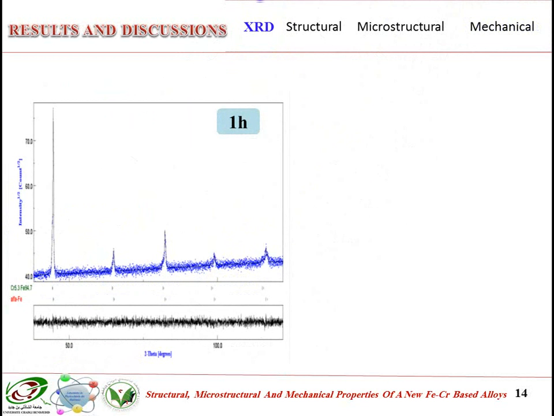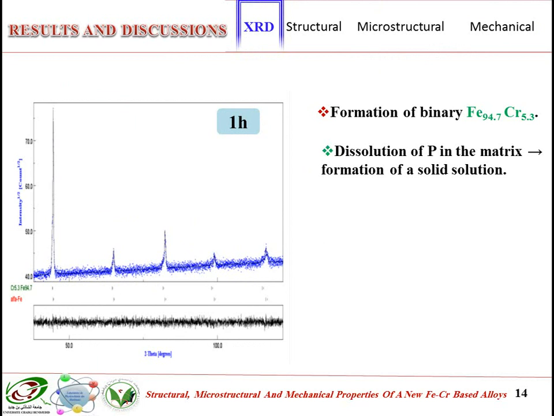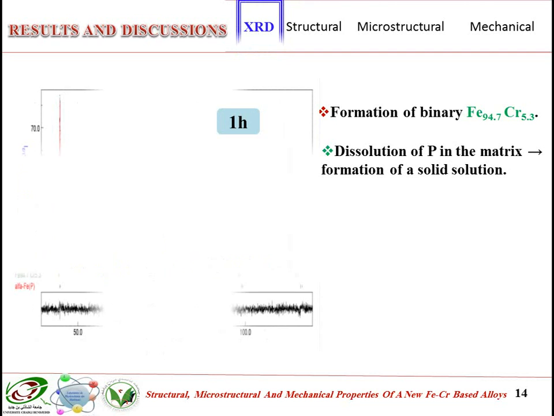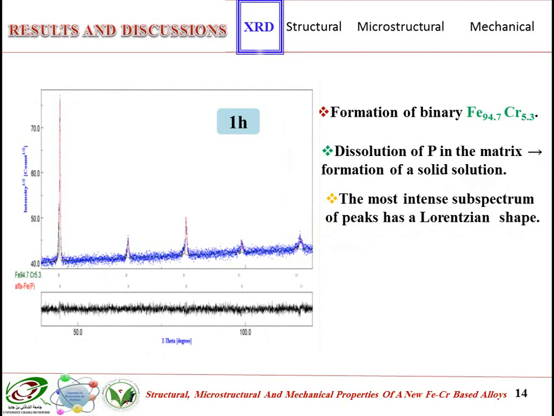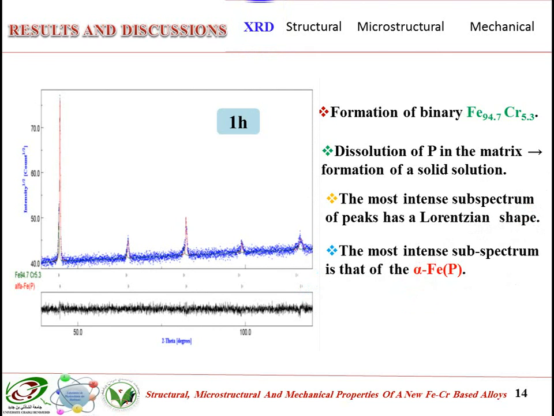During 1 hour of milling, the XRD shows formation of binary iron 94.7 chromium 5.3, and dissolution of P in the matrix, which gives formation of a solid solution. The most intense subspectrum of peaks has a Lorentzian shape. The most intense subspectrum is that of the alpha iron, P.